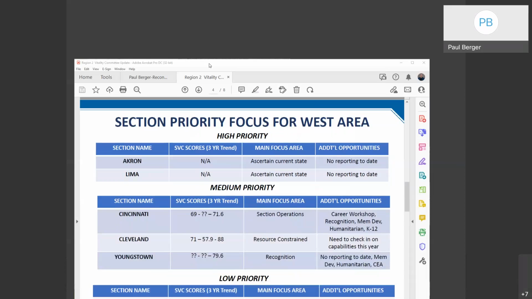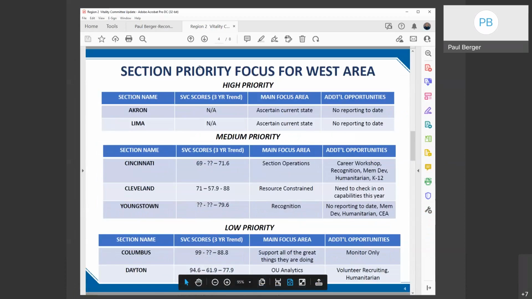So here is a section priority. Now this is only the west area, so presumably this is half of Region 2. And you can see high priority for watch is Akron and Lima. They're in deep trouble. Cincinnati, Cleveland, and Youngstown are in medium priority. They have some outstanding items. And we are monitor only, which is a heck of a lot nicer than Dayton, which shows that it's got some arrears here.